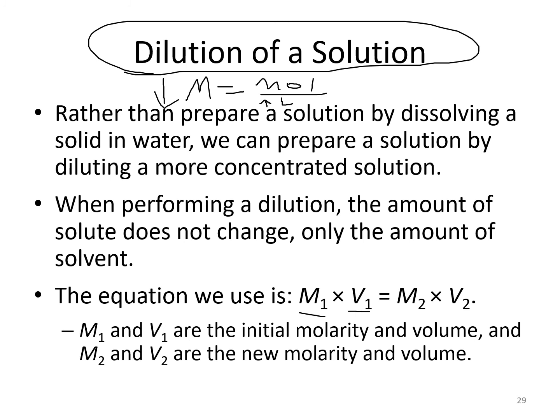So before and after you do a dilution, the number of moles of solute you have are the same. And because the number of moles of solute are the same, you can use this relationship: initial molarity times initial volume equals final molarity times final volume. Let's see a couple examples of that.